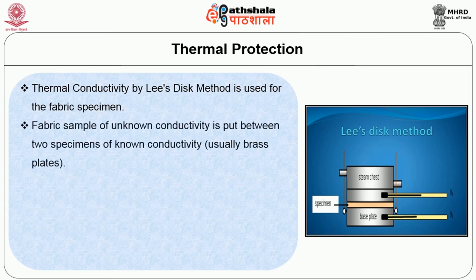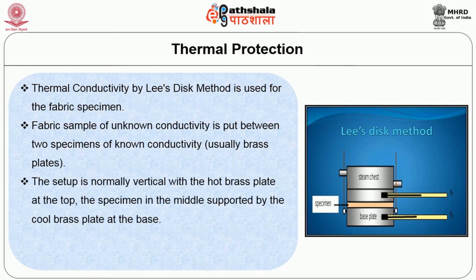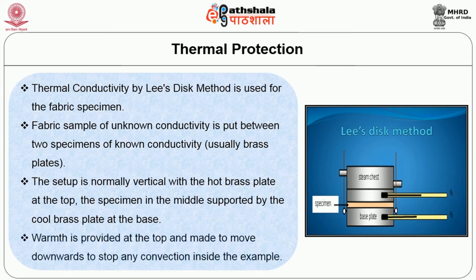Thermal protection. The thermal conductivity of the woven fabrics is assessed by Lee's disc method. The fabric sample of unknown conductivity is put between two specimens of known conductivity. Usually brass plates are used in this experimental method. The setup is normally vertical with the hot brass plate at the top, the specimen in the middle supported by the cool brass plate at the base. Heat is provided at the top and made to move downwards to stop any convection inside the sample.